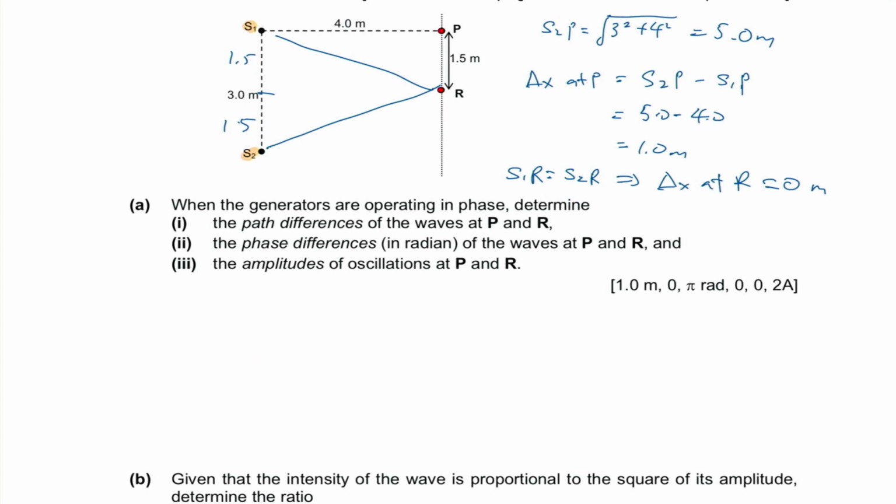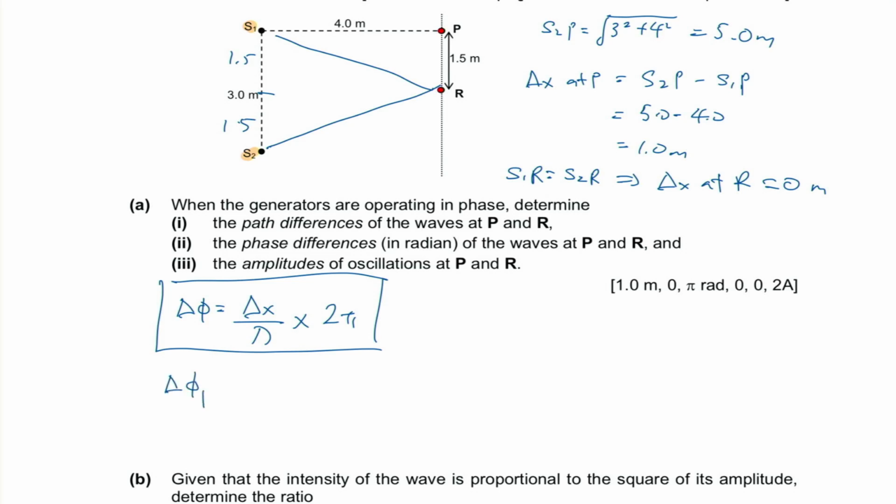Part 2, phase difference. We need to use the phase difference formula. Since we have path difference, we can write out the phase difference formula first. We are trying to find phase difference. We are looking at delta phi is equal to delta x over the wavelength multiplied by 2 pi. Okay, let's box this up. Let's do the phase difference at P first, since it's the first one.